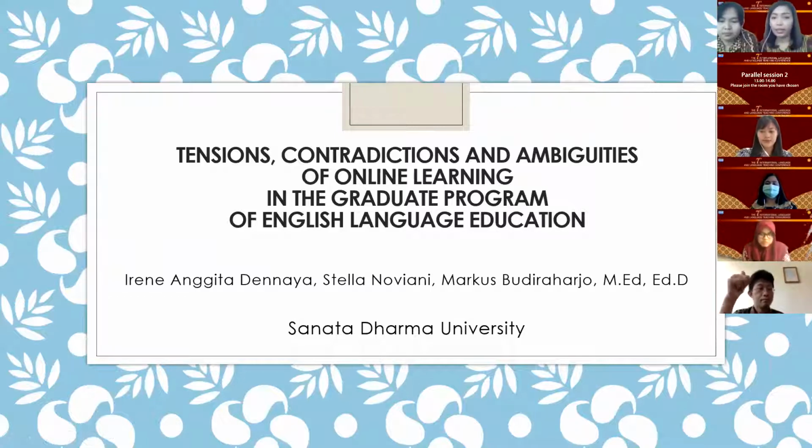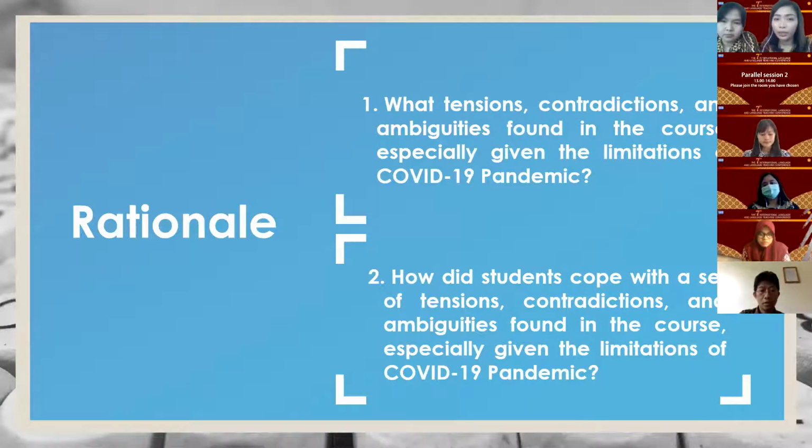Yes, thank you. All right, my name is Anggi, and I will be presenting with my partner Stella and Mr. Marcos Budi Raharjo. In this research, we investigated two problems. The first one is what tensions, contradictions, and ambiguities found in the course, especially given the limitations of COVID-19 pandemic. The second one is how did the students cope with a set of tensions, contradictions, and ambiguities found in the course, especially given the limitations of COVID-19 pandemic.